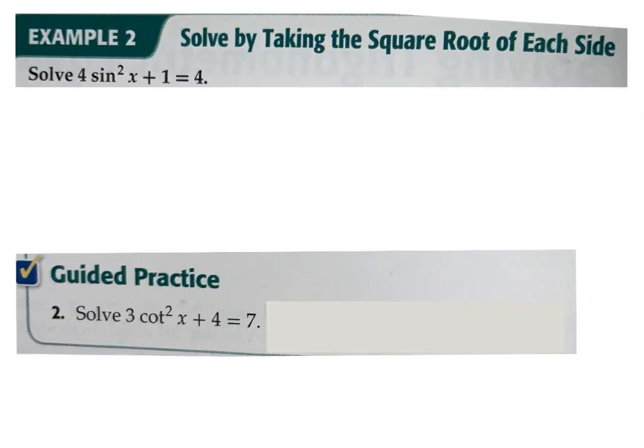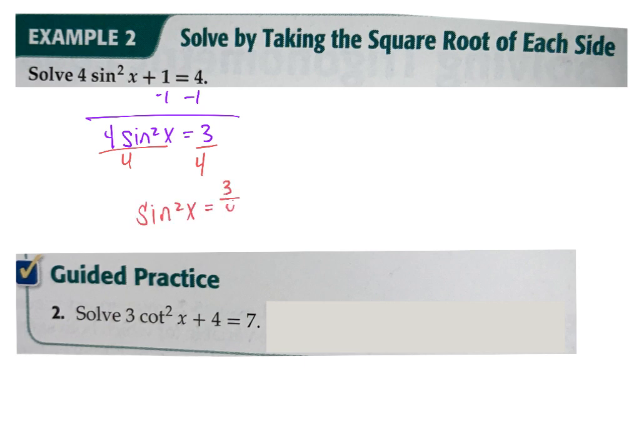When we have a sine squared, we're still going to get the sine squared completely by itself. So I'm still going to subtract that 1. I have 4 sine squared of x equals 3. Divide both sides by 4. Sine squared of x equals 3/4. Take the square root of both sides. Sine of x, you do have to consider the positive and negative root. Root of 3 is just square root of 3. Root of 4 is 2.